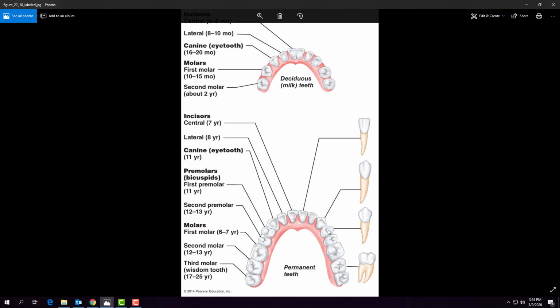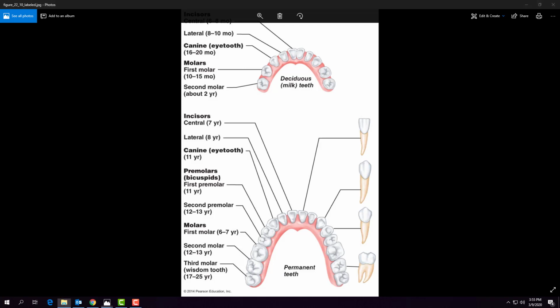So we have 4 premolars on the bottom and 4 on the top. And then we have 12 molars. So we have 6 on the bottom and 6 on the top. Typically, people get this last set of molars out, which are the wisdom teeth.